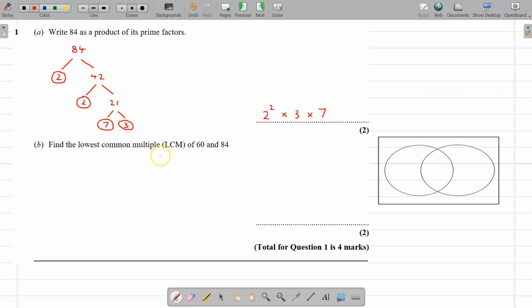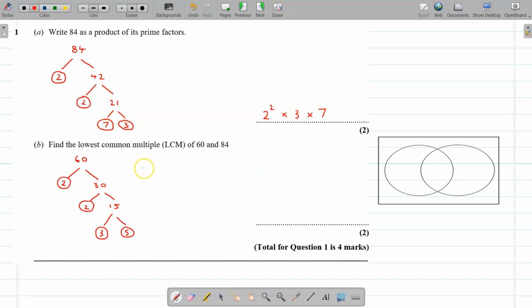Part B. To find the lowest common multiple of two numbers, if you do the factor tree for each one, you can use a Venn diagram, which I've sketched here to finish the job off. So I'm starting with the 60, and I'm going to do the same as I did earlier. That's 2 and 30. The 2 is prime. The 30 splits to 2 and 15, and the 2 is prime. The 15 will split to 3 and 5 in this case. So all of those numbers in circles are prime numbers.